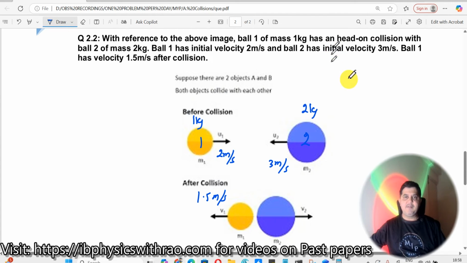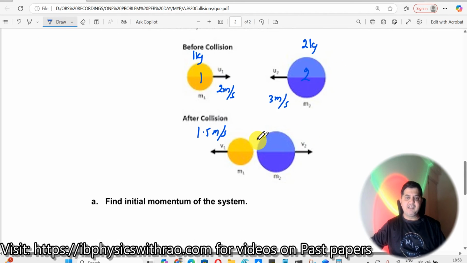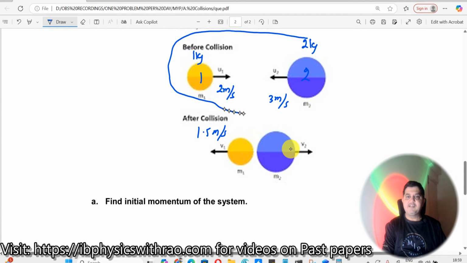So many values are given. Find the initial momentum of the system. What is the initial momentum of the system? Okay, it's not asking you for one ball. The whole thing is one system. So what should I do?